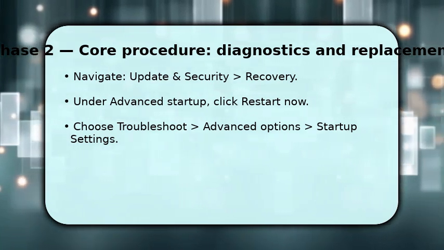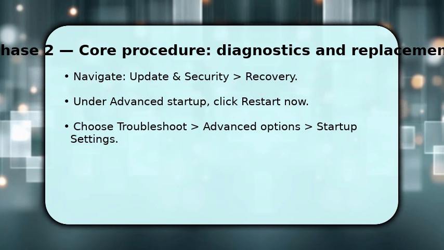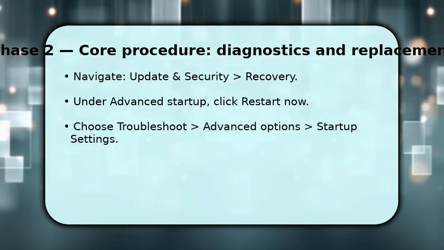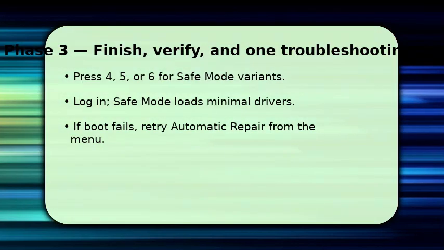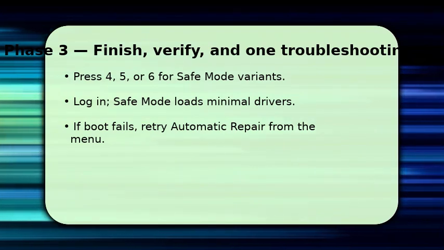Make sure to note any prompts. They explain each option. You'll reach a numbered list. You finish by selecting a safe mode option from the Startup Settings list. Press 4 for Standard Safe Mode, 5 for Safe Mode with Networking, or 6 for Safe Mode with Command Prompt.